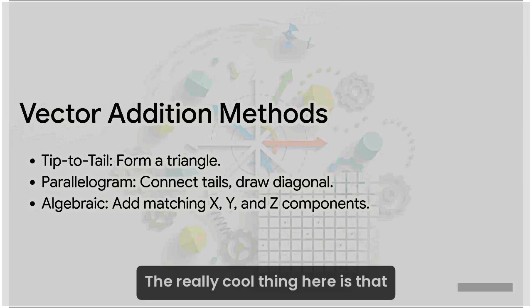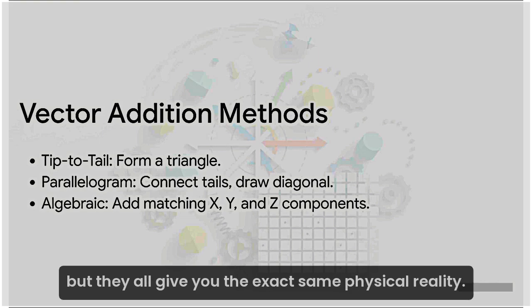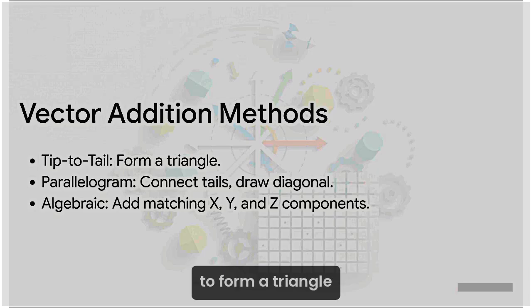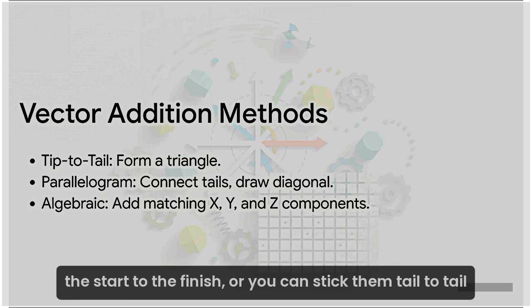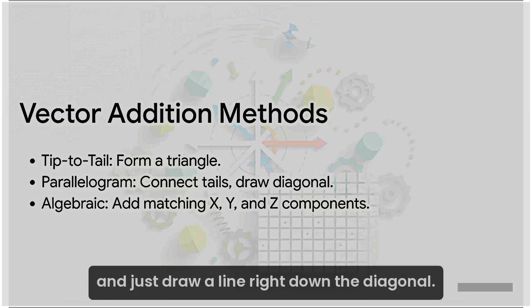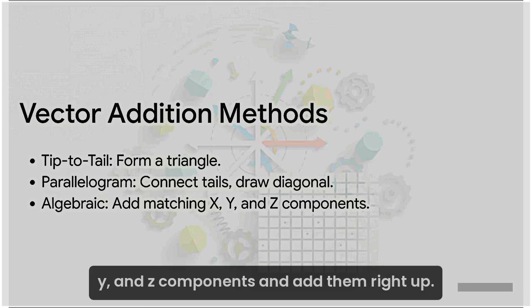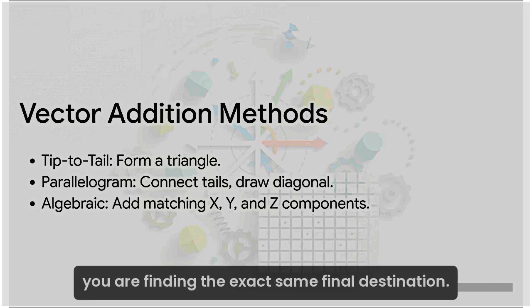The really cool thing here is that there are multiple ways to figure this out, but they all give you the exact same physical reality. Visually, you can slide the arrows tip to tail to form a triangle, where your net displacement simply connects the start to the finish. Or you can stick them tail to tail to build a parallelogram and just draw a line right down the diagonal. But honestly, algebraically, it's even easier. You just take the matching x, y, and z components and add them right up. Whether you draw it out or crunch the numbers, you are finding the exact same final destination.